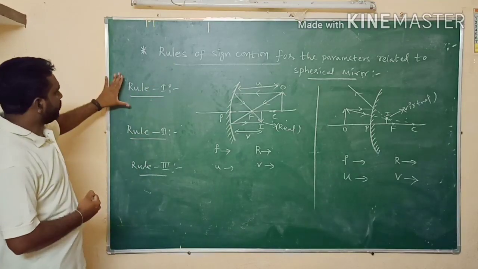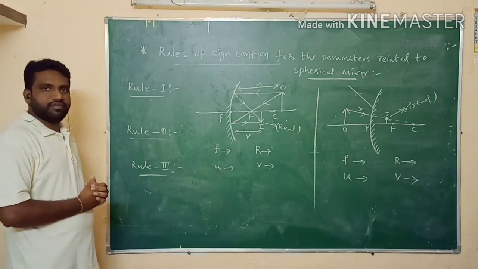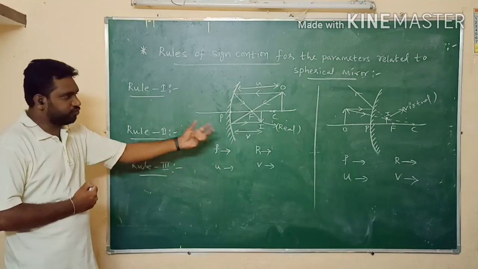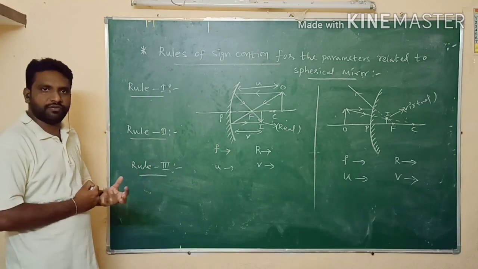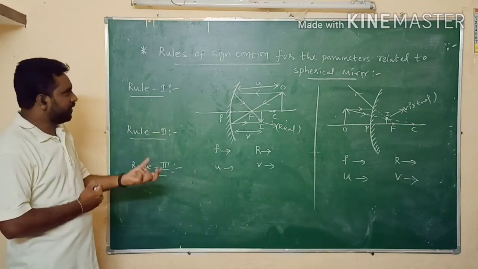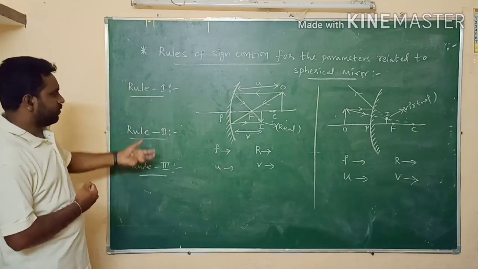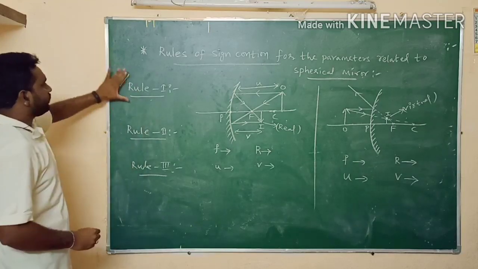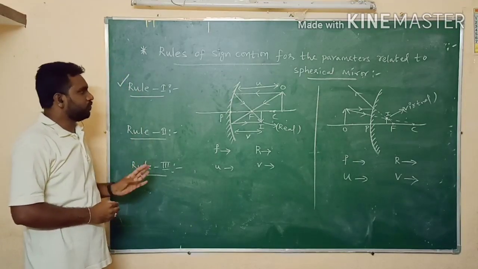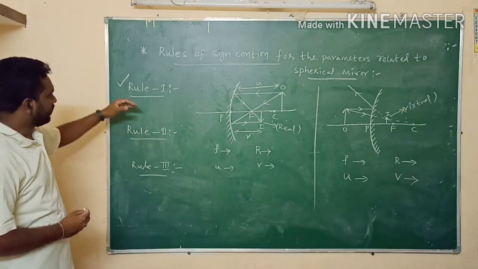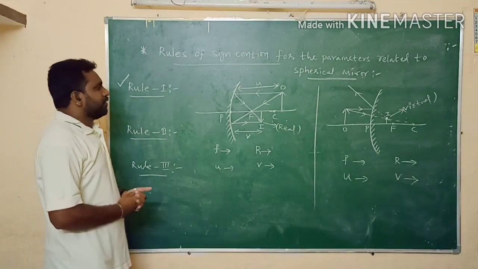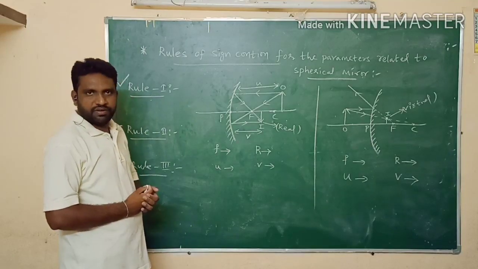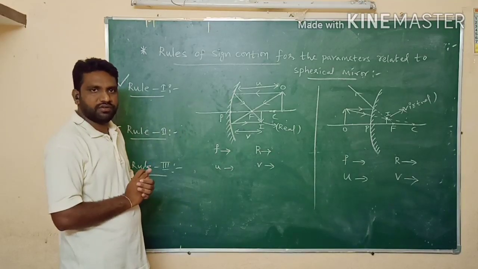Basically we have three rules of sign convention. Based on these three rules only, we have to decide whether these parameters become positive or negative. Now I am going to explain these three rules. Listen with concentration. First, rule 1. It is very easy. If we consider rule 1, we should measure all the distances from the pole of the mirror. Very simple. There is no confusion.